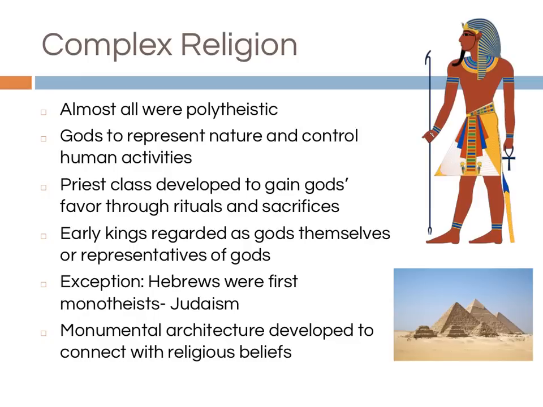This is because the Egyptians believed that in the afterlife, after you die, you need to take not only your body, but all your possessions with you so that you'll have them in the afterlife. And so they built these huge structures to house that. And so that's a direct connection between architecture and their religious beliefs.